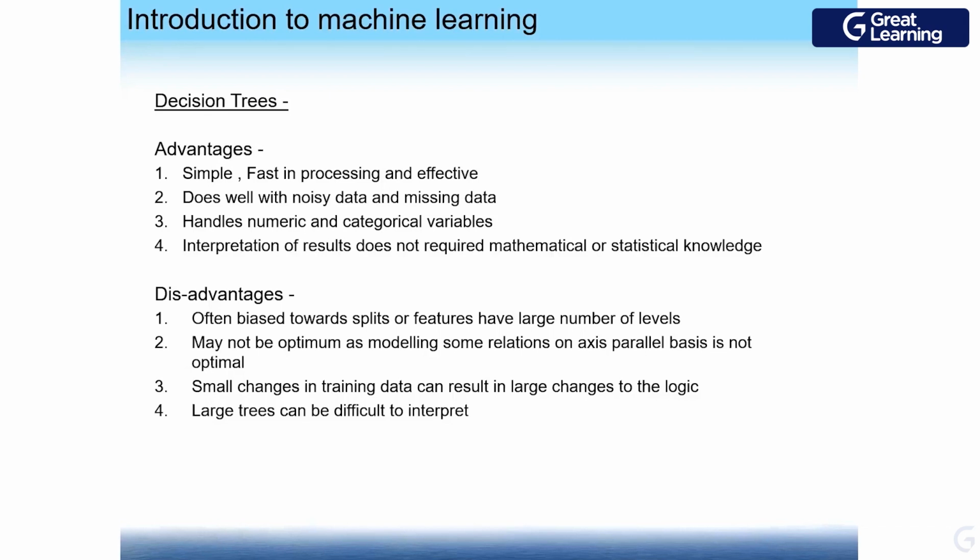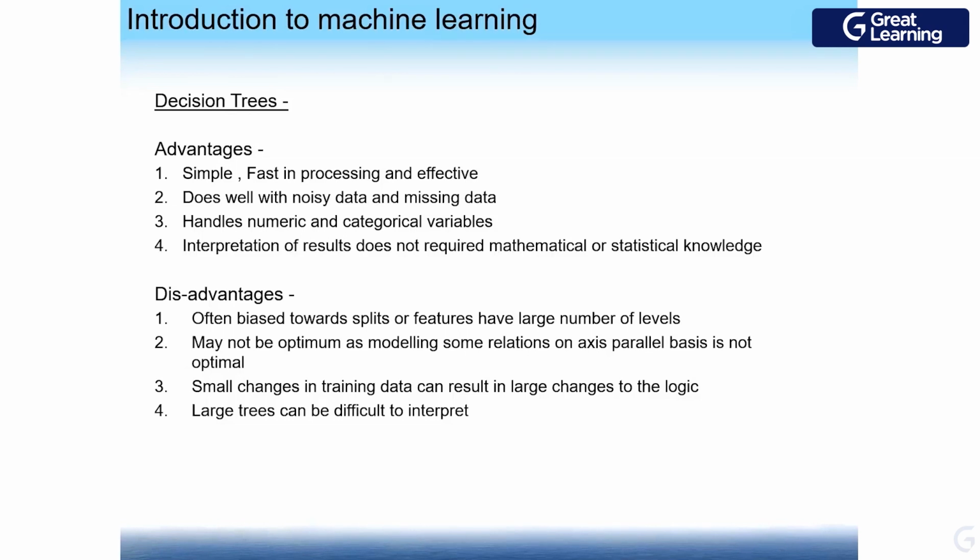It does well with noisy data and missing data. It does well with missing data. It treats missing data as another category. You don't need to process it. That it does well with noisy data is something I take with a pinch of salt, because this is what you will come across when you read in books and articles. But none of the algorithms can really handle noisy data, honestly.